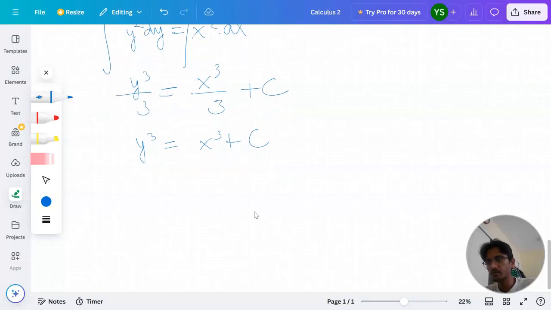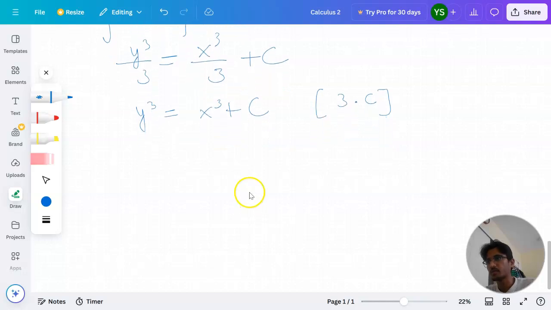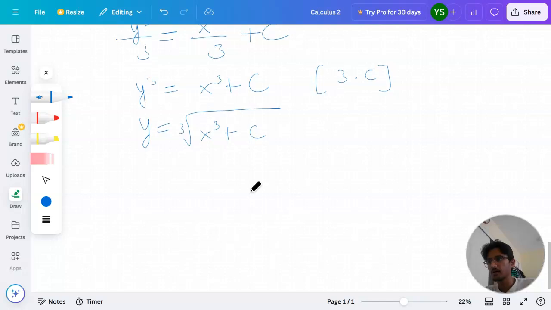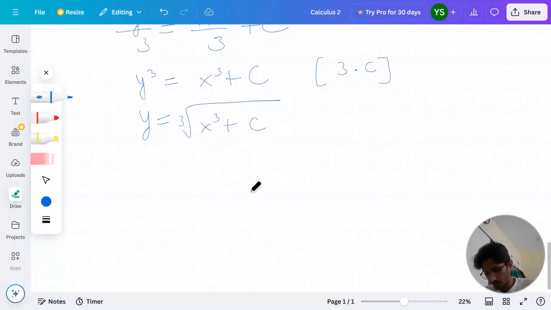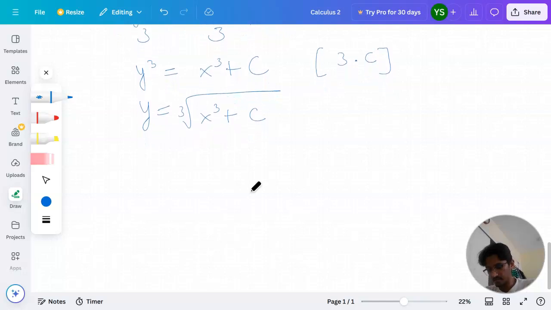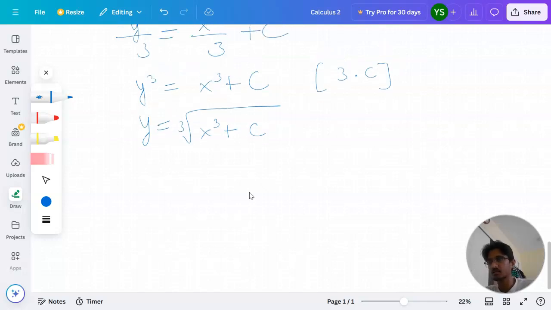You might be thinking, we multiplied 3 to the c, right? Let's make a note here that we multiplied 3 times c. And then y cubed is just going to be the cube root of this. It's going to be the cube root of x cubed plus c. And now this is our general solution, basically, guys. This is our general solution.